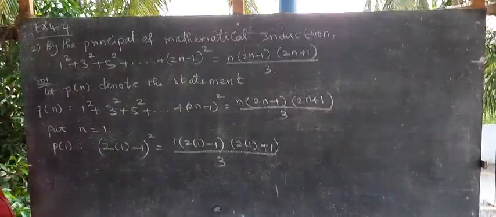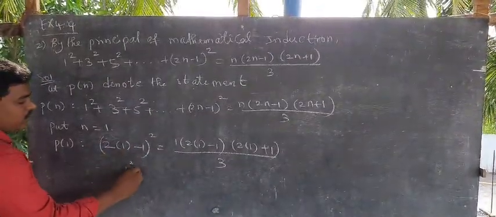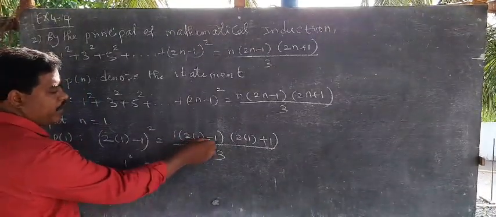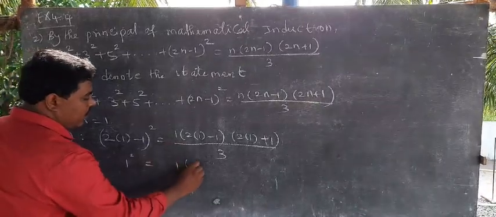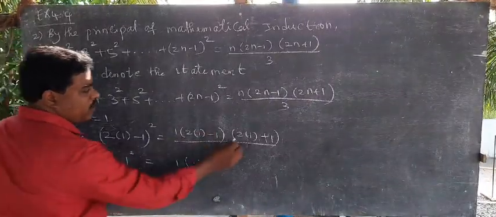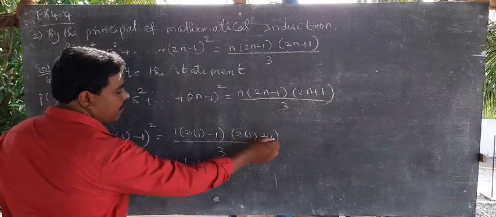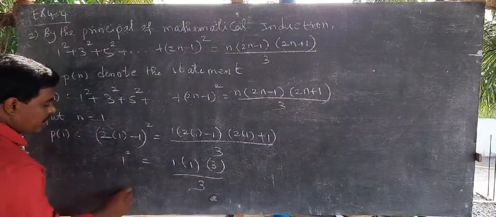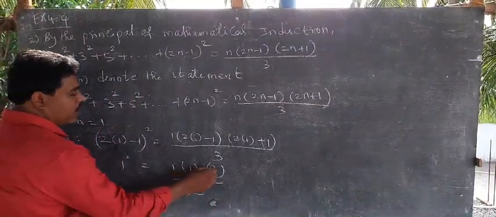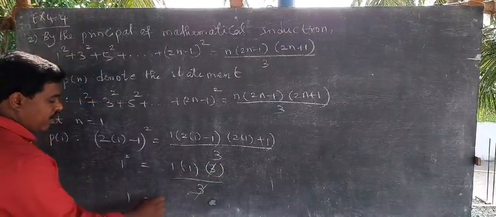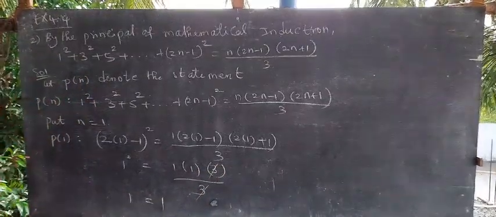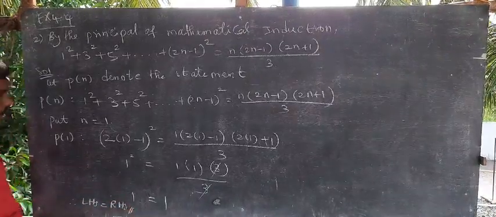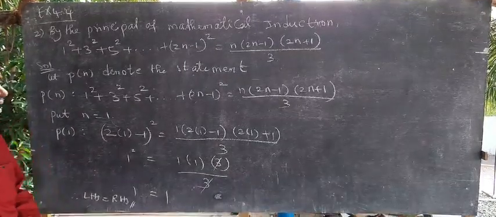2 into 1, 2, 2 minus 1, 1. 1 into anything is the same. 2 into 1, 2, 2 minus 1, 1. And we are having 1. In the bracket also we get 1. 2 into 1, 1, 2 plus 1, 3, by 3. So 1 square means 1. 1 into 1 into 3, so 3 will be cancelled. We get 1. So LHS equal to RHS. Therefore, LHS equal to RHS. Step 1 will be over.